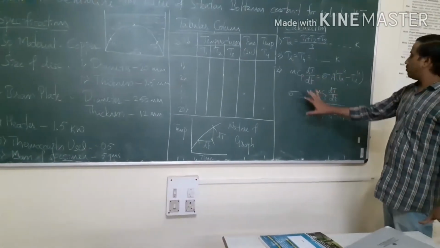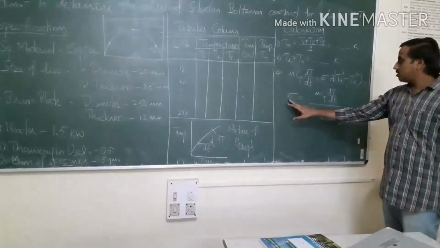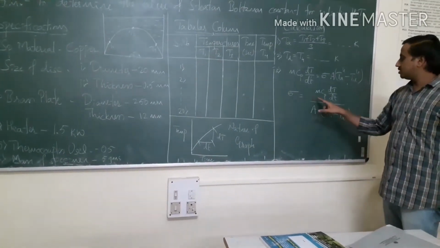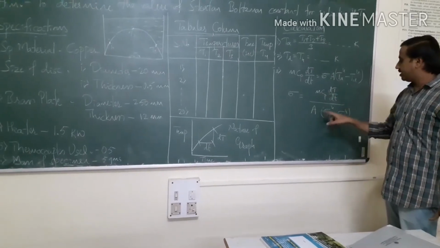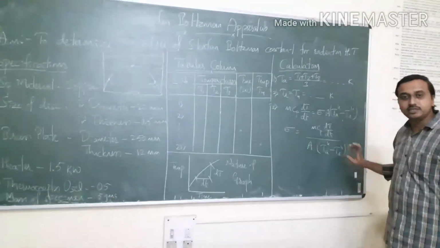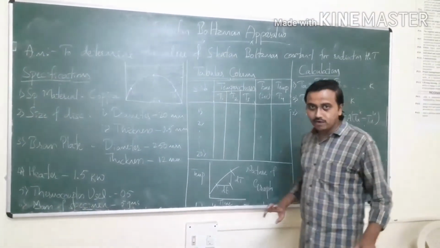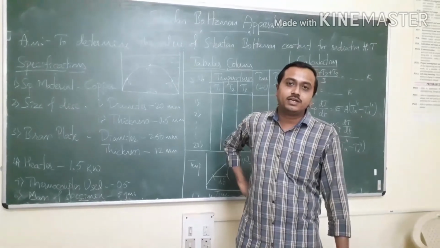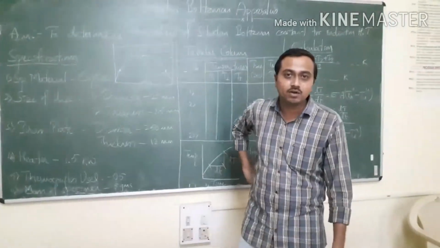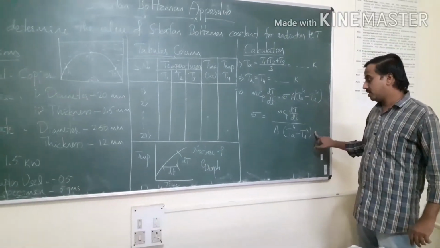So all the values are known except the value of sigma, which can be calculated as sigma equals m Cp into dT by dt over A into (TA to the power 4 minus TD to the power 4). Now the value of sigma should be of the order of 5.67 into 10 to the power minus 8 watt per meter squared Kelvin to the power 4.